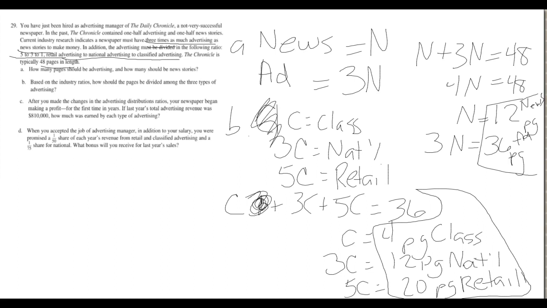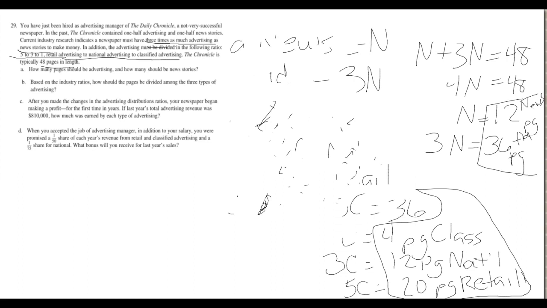So anyway, for B, it's 4 pages of classified, 12 pages of national, 20 pages of retail. Okay, let's take a look at C. Let me see if it'll let me erase this. Okay, let's continue on doing C.